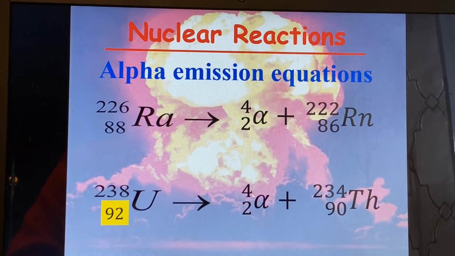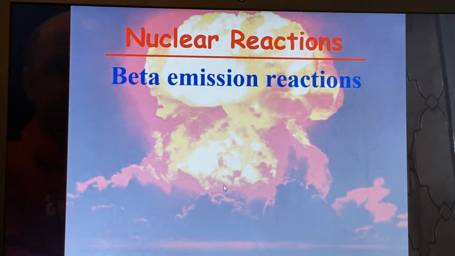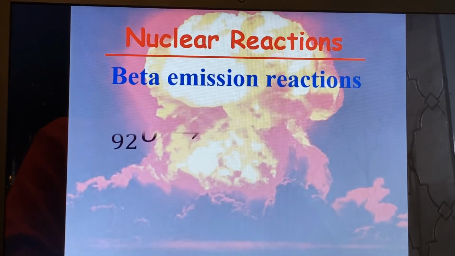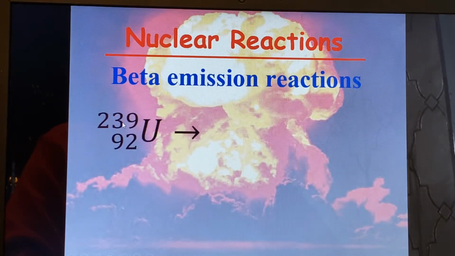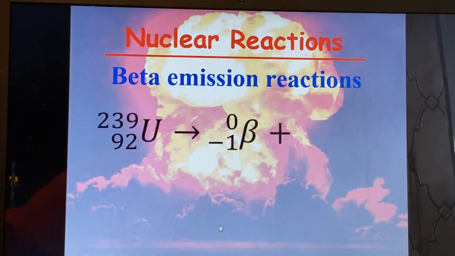Remember, the sum of the tops on the right equals the sum of the tops on the left, and vice versa. Okay, beta emissions. I'm going to tell you these things are beta emitters. Here we go. We've got uranium-239. Notice uranium-238, uranium-239, they are different nuclei. They are radioactive because they are above 82, but they're not all going to decay the same way. Uranium-239 is going to give off a beta particle. A beta particle looks like this: 0 over -1 b.